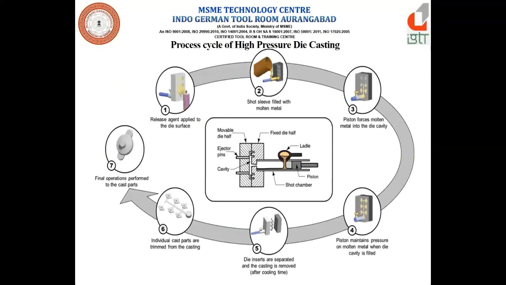The basic process cycle for high pressure die casting is visible on your screen. At the start of the cycle, we spray a releasing agent on the die surface. This is a cleaning process actually, and a lubricating process also. The release agent is sprayed on the wall of the die casting mold during pressure die casting, which prevents soldering of the metal to the mold and facilitates demolding of the casting.